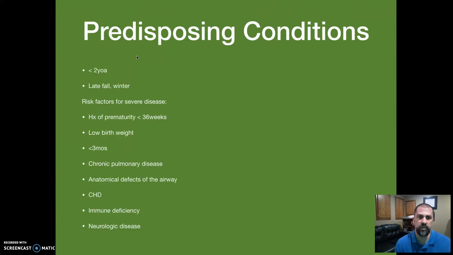Predisposing conditions for bronchiolitis, usually we see this in patients less than 2. And this is a seasonal illness, so you're going to see it in the late fall or winter. Risk factors for those who are going to get the most sick from bronchiolitis: if there's a history of prematurity, less than 36 weeks of age, low birth weight, if the patient themselves are less than 3 months of age, if they have underlying comorbidities such as pulmonary disease, anatomical defects of the airway, heart disease, immune deficiency, and neurologic disease.